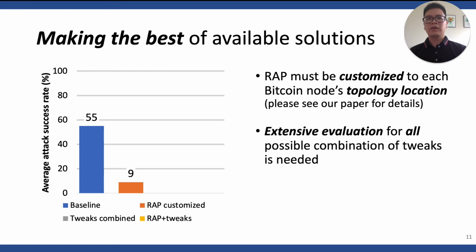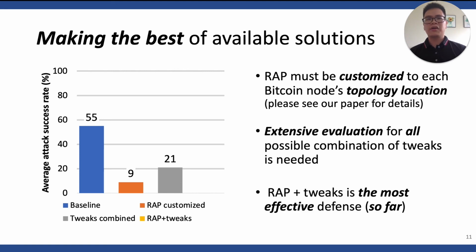Second, we need to evaluate all combinations of protocol tweaks to find out the most effective one, because adding more tweaks doesn't guarantee a better defense. The most effective tweaks combination that we can find reduces the attack success rate to 21%. And lastly, we find that when combining RAP and tweaks together, we have the most effective defense so far. This makes the attack success rate drop to only 3%.